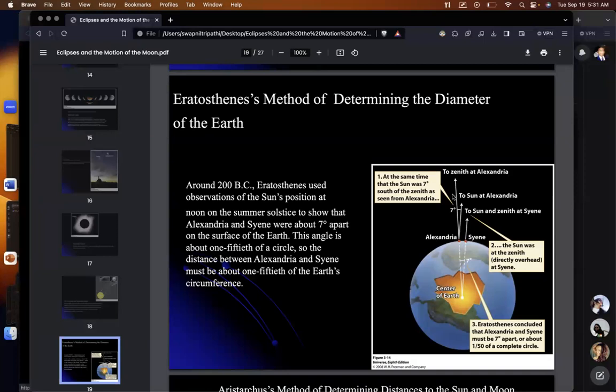The sun is vertically up only at Syene, not at Alexandria. At Alexandria, there's an angle between the two. And that angle is the same angle as the angle of Alexandria and Syene when compared to the center of the earth. So he actually measured the angle of the sun and angle of the vertical at Alexandria, and he found it to be about 7 degrees.